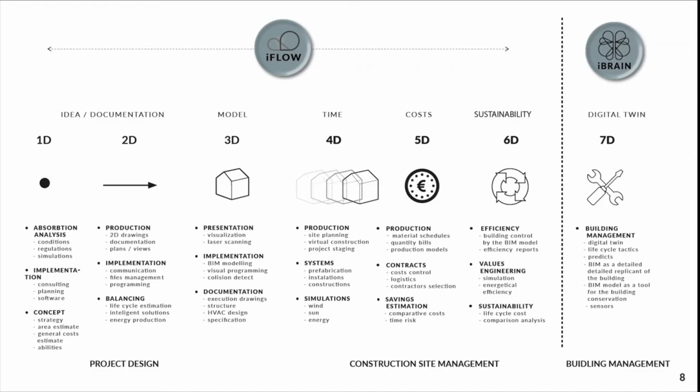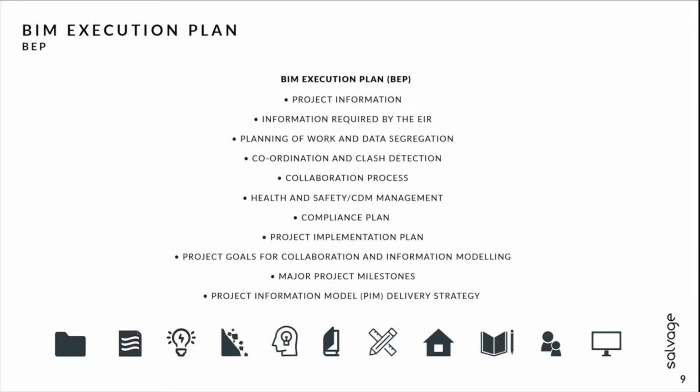Let me tell more about BIM. 3D, that's modeling. 4D, that's construction process planning. 5D, cost estimation. 6D, energy analysis and sustainable development. And in the main part of the slide, we have presented iFlow and iBane platforms, which are used for individual dimensions of BIM. And I will be talking more about them later.